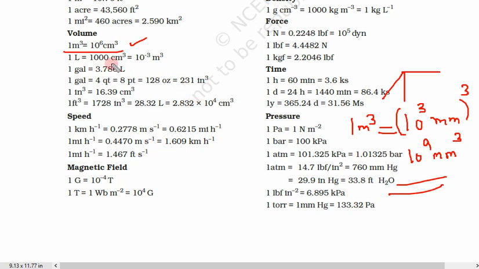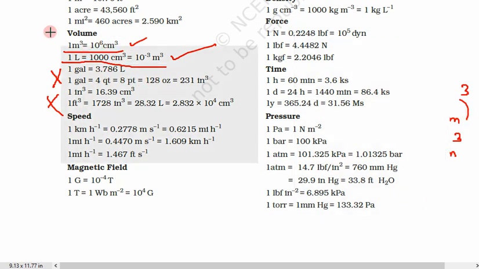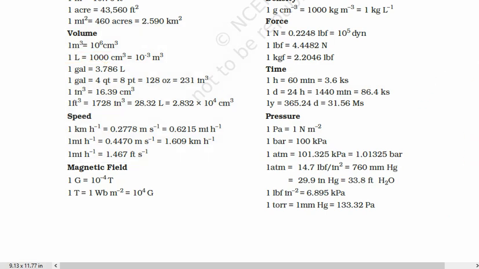Now this conversion, liter, is also a common conversion. 1 liter is equal to 1000 centimeter cube, or 10 to the power minus 3 meter cube. This is also an important conversion. Gallon we don't need. Okay. 1 inch square, no, we don't need these conversions for physics class, but these two conversions we will need. Okay. Also mark the millimeter conversions.